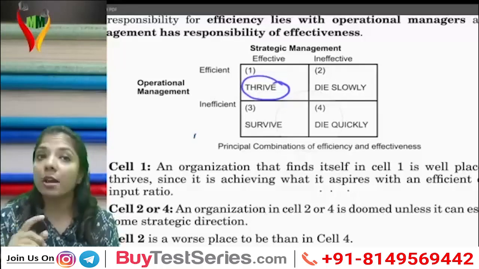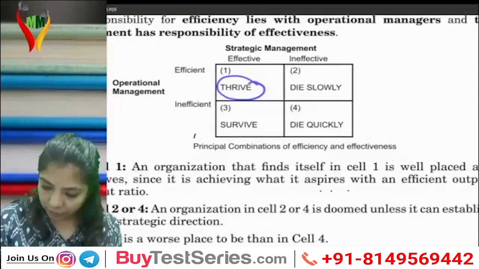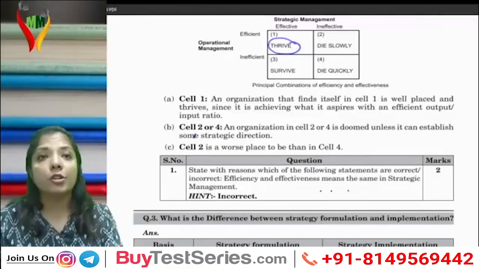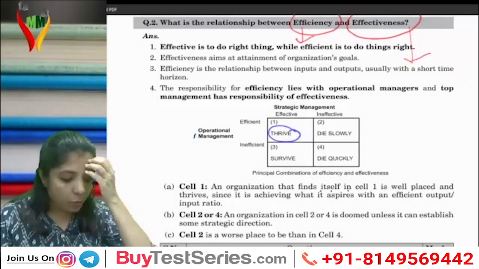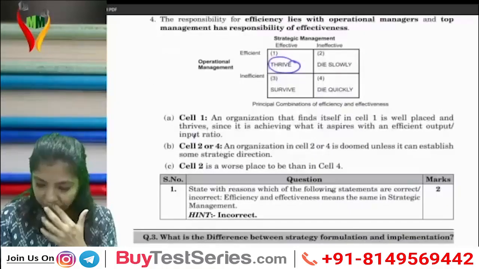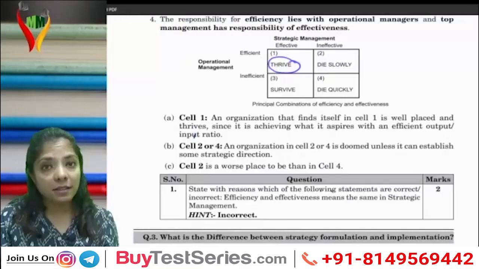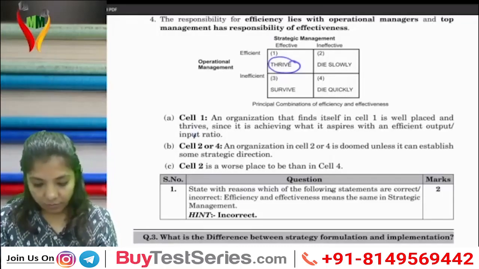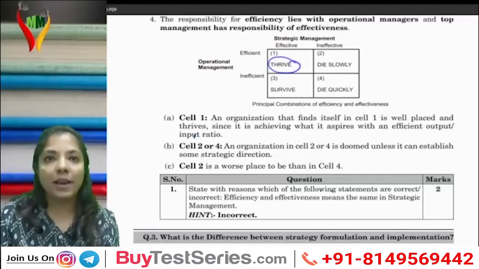Is question number 2 clear? Can I go ahead? Okay. Now write one more question for question number 2. Explain the difference between right things and things right.